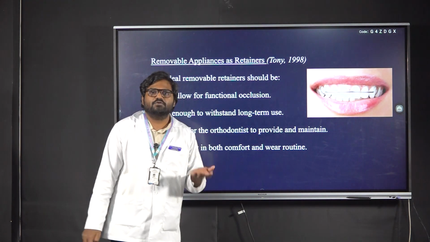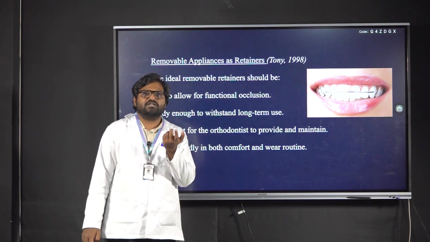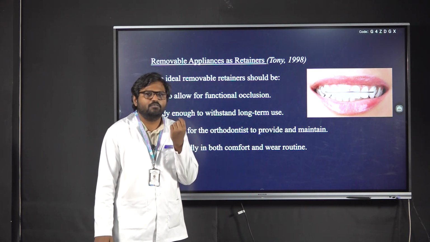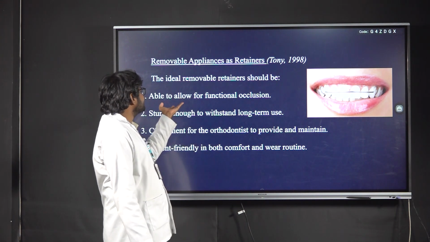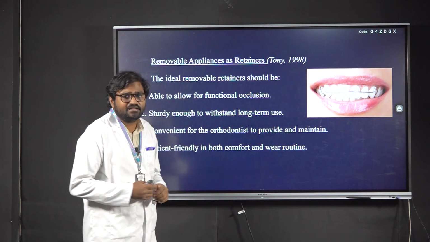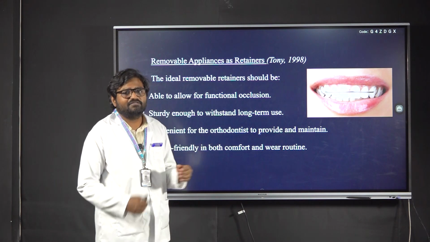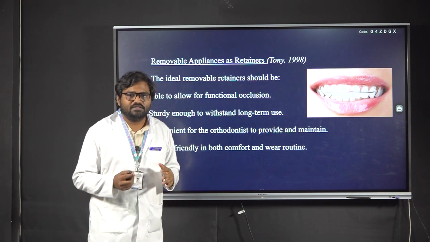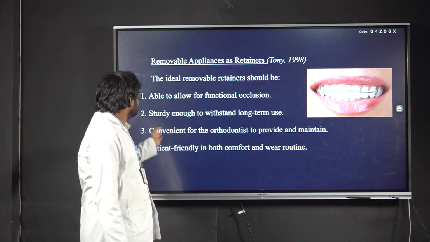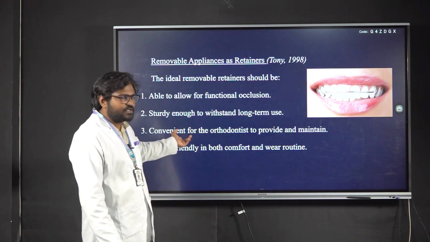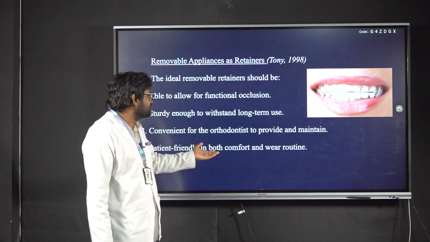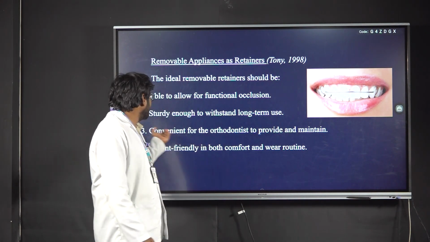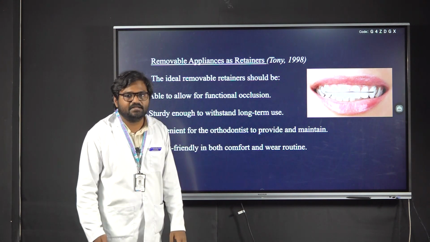We have removable appliances, which can be removed by the patient at his or her own will, or fixed appliances, which are bonded to the teeth, mostly the palatal surfaces. The ideal removable retainer, according to Tony 1998, is one which allows proper functional occlusion, so even if the patient removes it, it should not hinder the occlusion or cause any abnormality. It should be sturdy, comfortable, biocompatible and patient friendly, since they almost have to wear it routinely for a year, and also convenient for the orthodontist to provide and maintain.